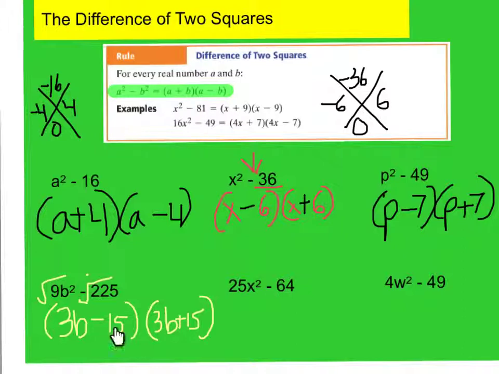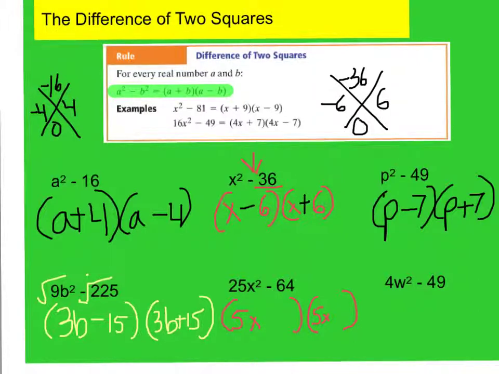Because I know that negative 15 times 3b will give us negative 45b. And positive 15 multiplied by 3b will give us positive 45b. And they will cancel out. Let's apply that to this one. So what's the square root of 25x squared? And what we end up with is 5. The square root of 25 is 5, and the square root of x squared is x, 5x.